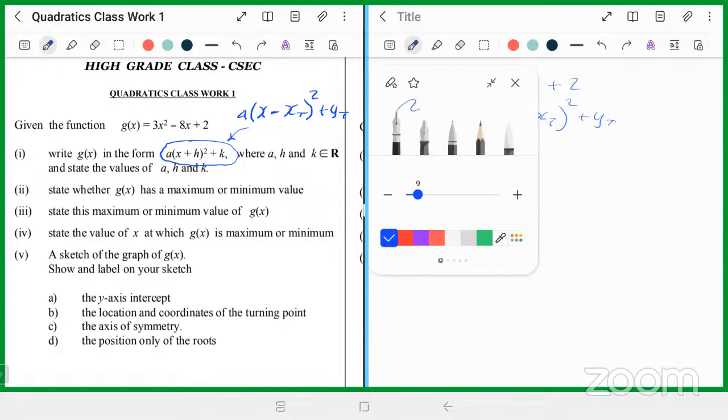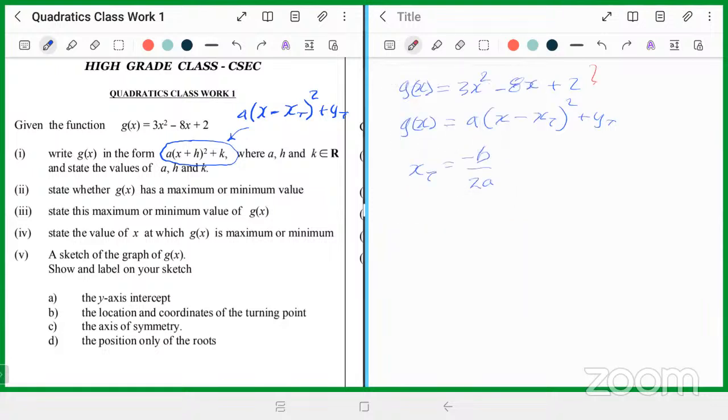So in the standard form up here, the a is the coefficient in front of the x squared, which is this value 3. Not the x, the coefficient of the x squared is always given the letter a. So in this case, a is equal to 3.